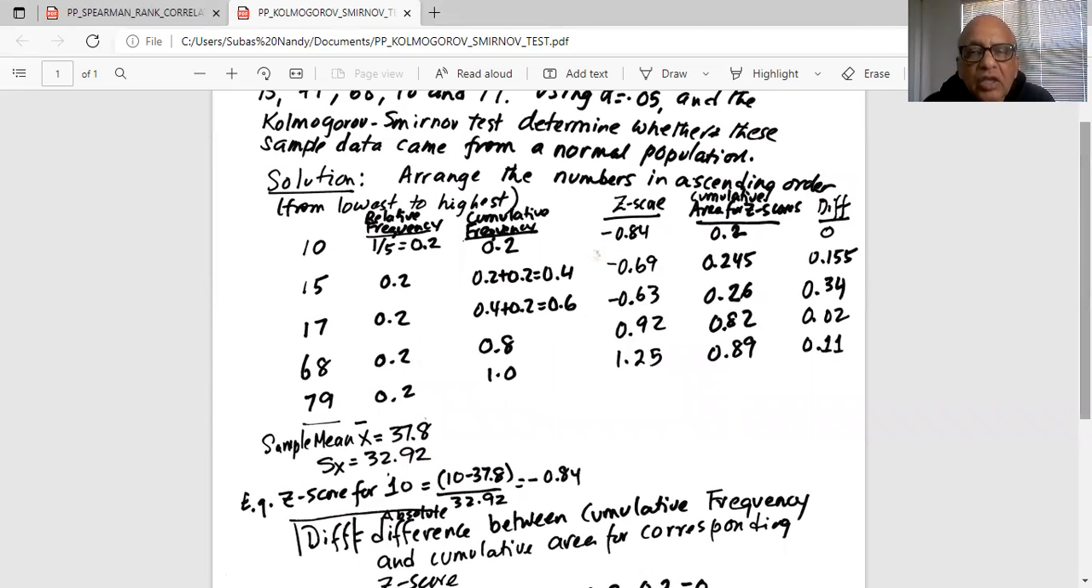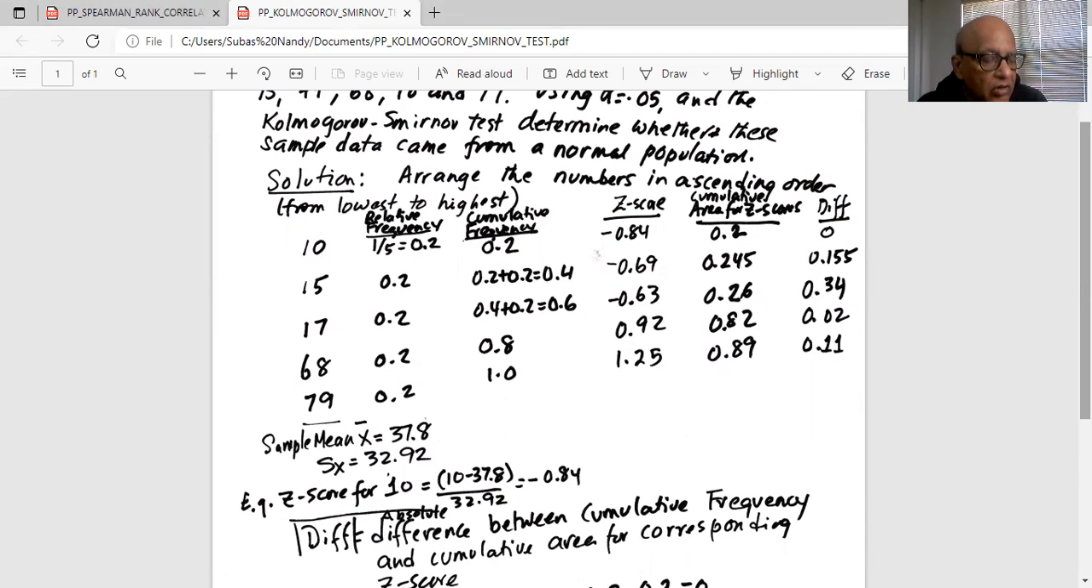Now I find the cumulative area for each z-score. Cumulative area means the area under the standard normal curve below that particular z-score. So for example, for the first one, the z-score is minus 0.84. I want to find the cumulative area, that is, the area from the left, a very large negative number on the z-scale, to a right boundary of minus 0.84 in a standard normal curve.